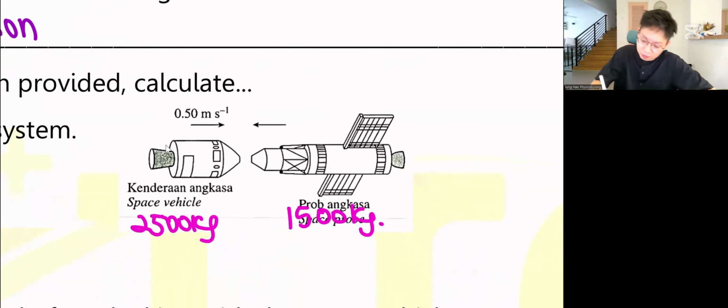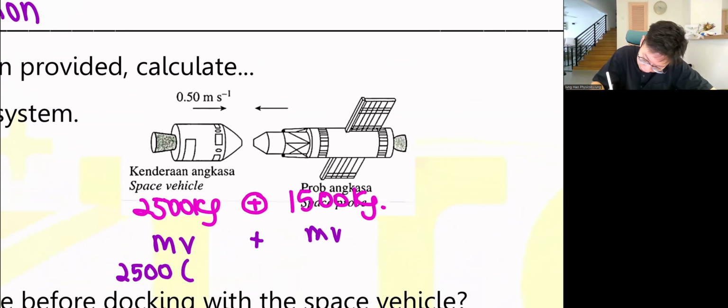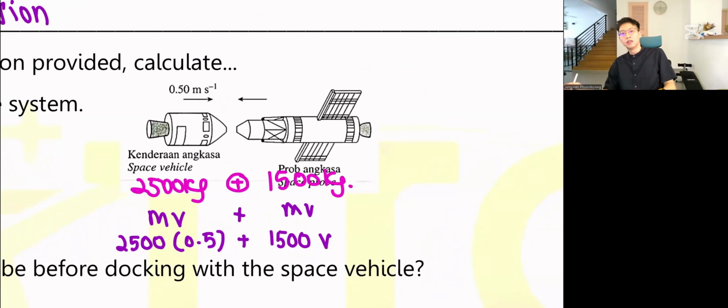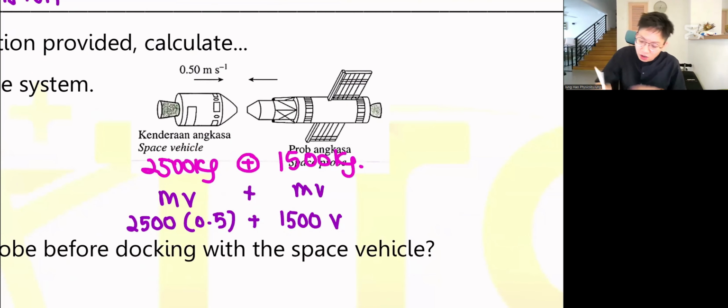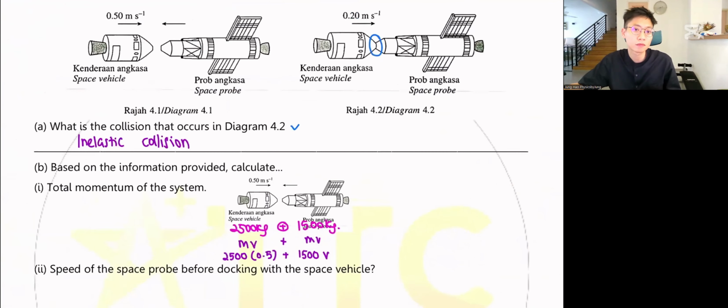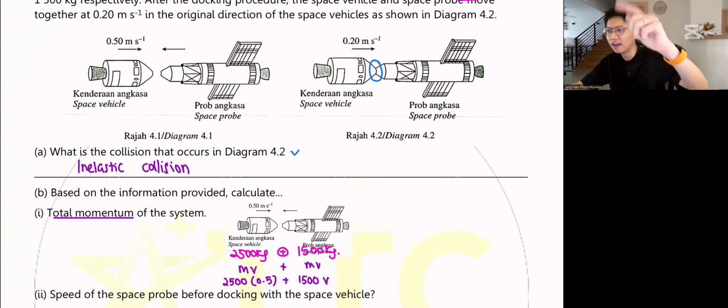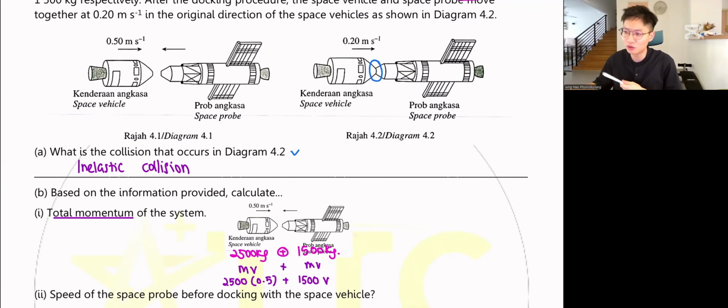Now, can I calculate their momentum? Mass times velocity plus mass times velocity. I know that 2,500 kg times the velocity 0.5, plus 1,500 kg times v. Guys, I'm dead, because why? Do I have the velocity of the space probe now? Do I have the velocity on the left-hand side? Then how can I find the total momentum? The answer is no, I don't have the total momentum before. How? Yes, Tianfeng, very smart.